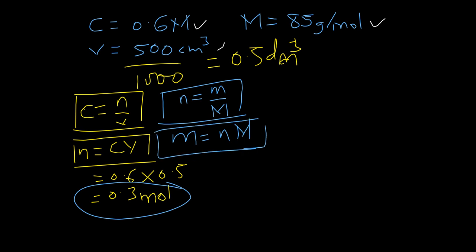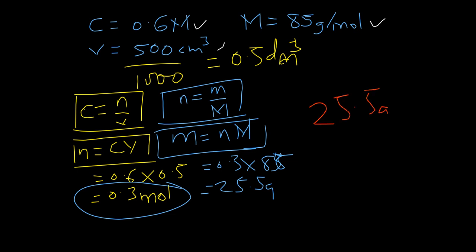So now how do we determine the mass? The mole is 0.3. The molar mass is 85 grams per mole. So you multiply the two, and what are you going to get? When you multiply 0.3 by 85, what will you get? You get 25.5 grams. So what it means is that we are going to measure this 25.5 grams using our scale. So this is what we are going to do.